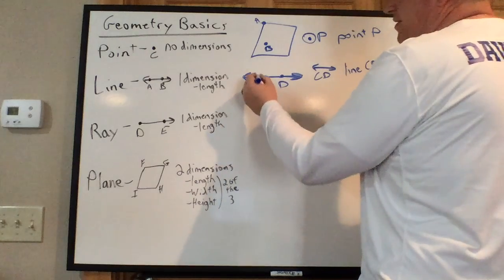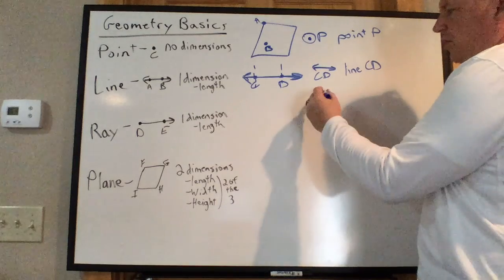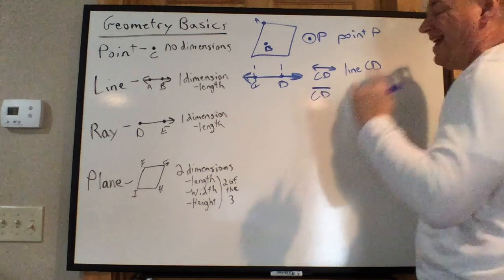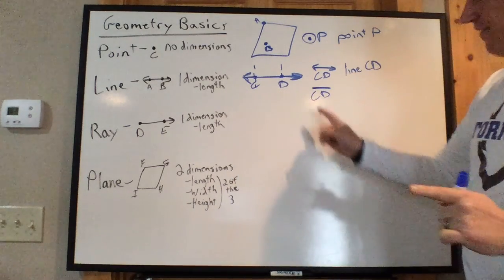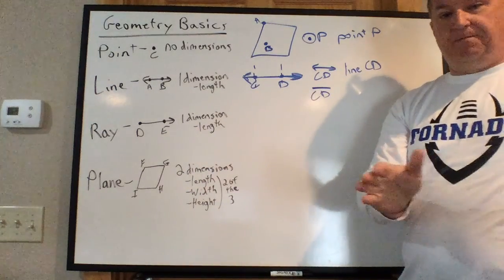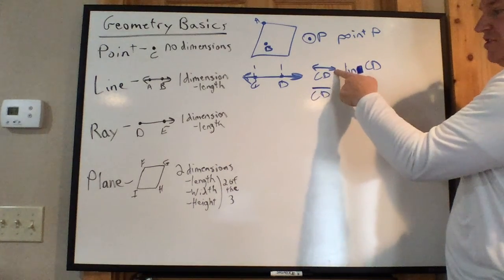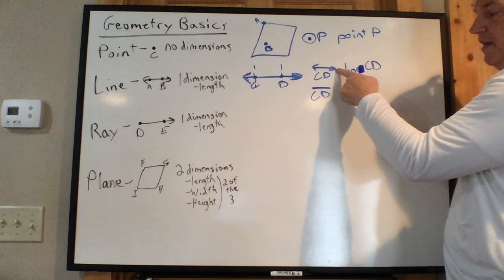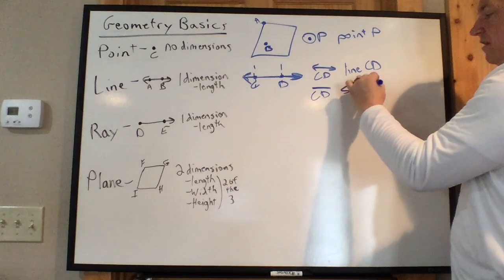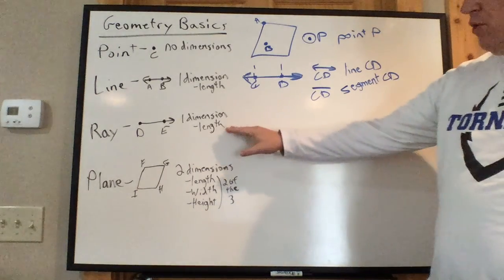But a line segment would basically cut this off right here at C and at D. So we would put that as just a simple line there, no arrows on either side of that, CD. And I can find the length of that. I can't find the length of this one, but I can find the length of just that part of it from C to D. Okay, hopefully that's clear. Again, that would be a line segment. Notice the difference in these two graphics, the line with the arrows and the segment without the arrows. Okay, and they could call it segment CD as well.